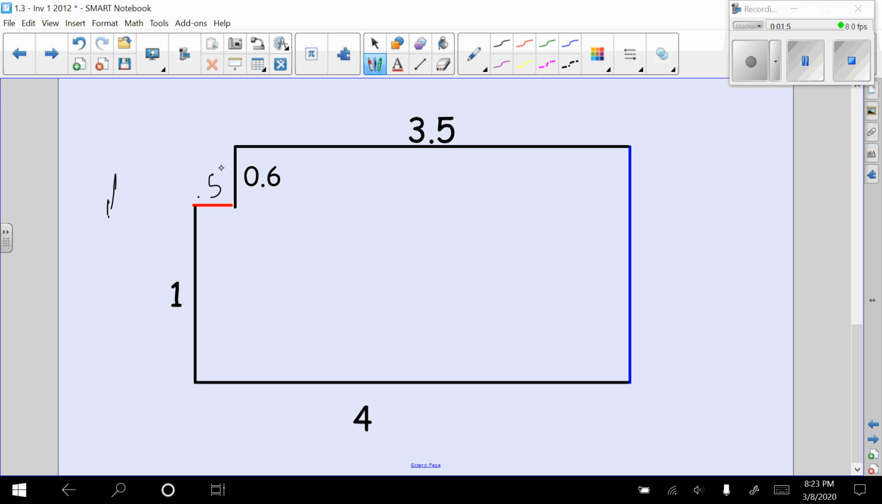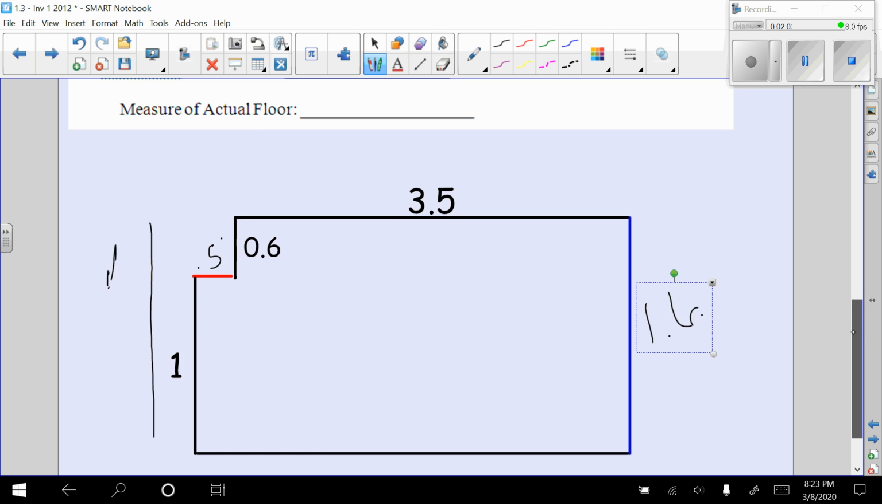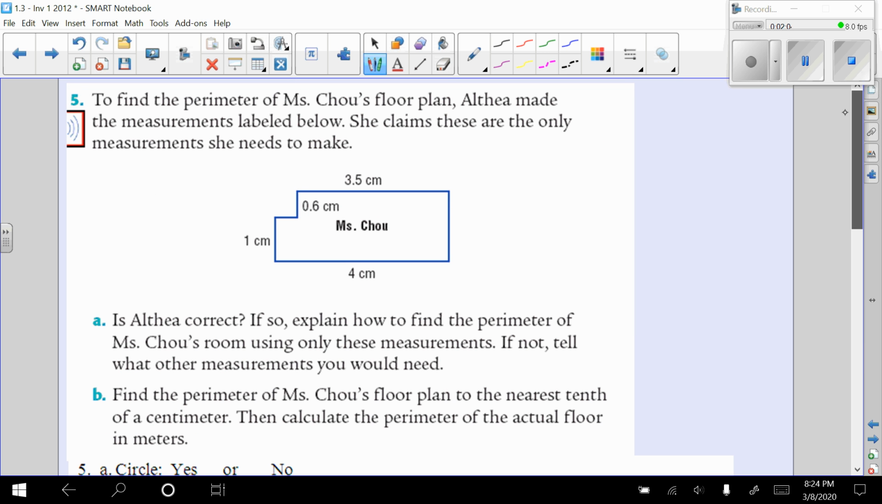And I could also say that this blue line over here is the entire distance all the way from top to bottom. So that would be the 1 and the 0.6. So this is 1.6. If I assume she knew that, then I could say yes to that question. So you decide if you think she knew or did not know.